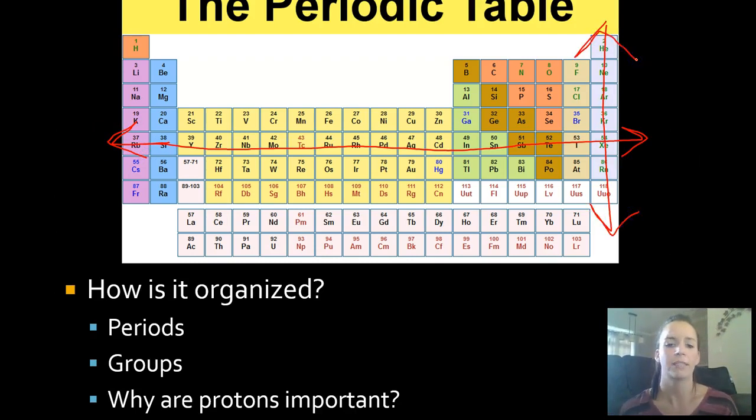There's a lot of trends and things that go with the periodic table. We won't spend much time on that, but when you take chemistry, you will. And protons matter because the atomic number is telling you the number of protons. If you look closely, the periodic table is arranged by the number of protons.